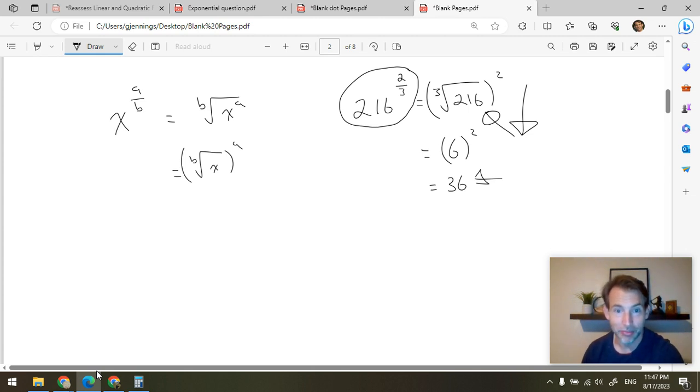Okay, so another example. Let's take a look at another example. 625 divided by, we'll go with 81. And we're going to raise this to the negative 3/4.